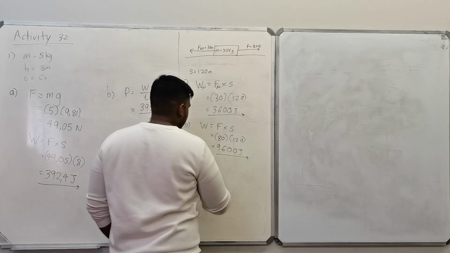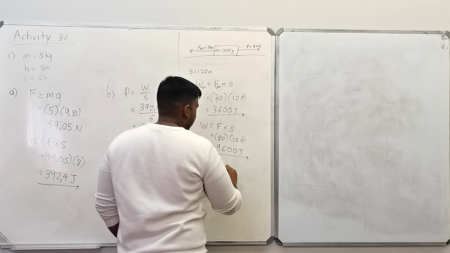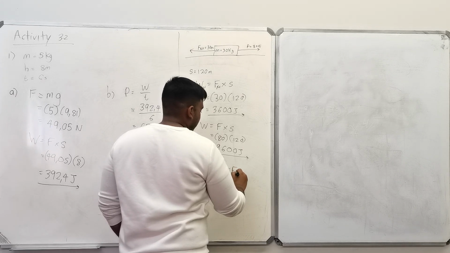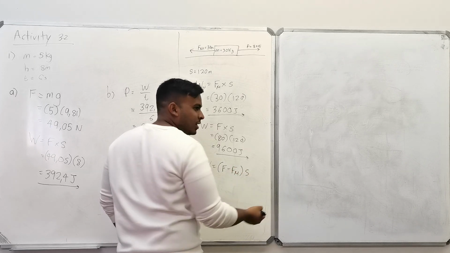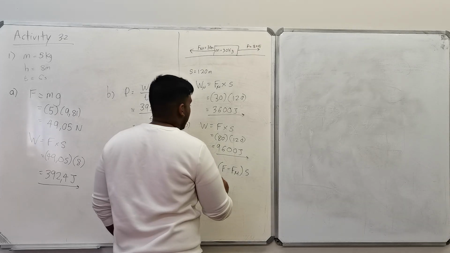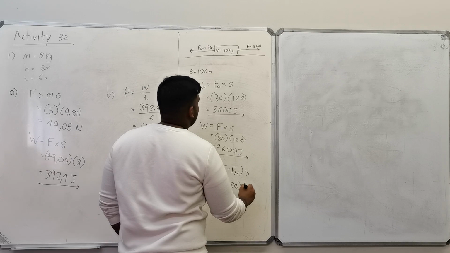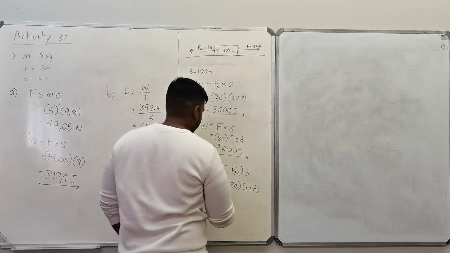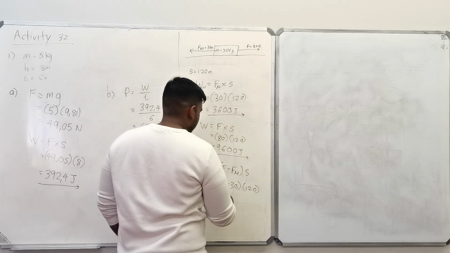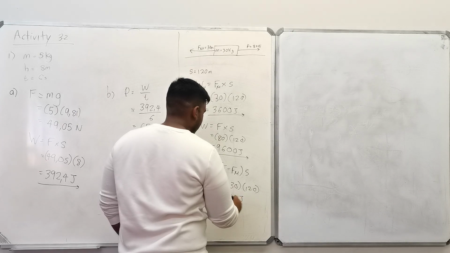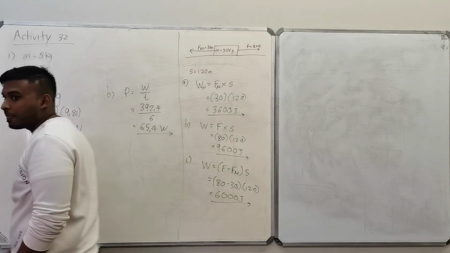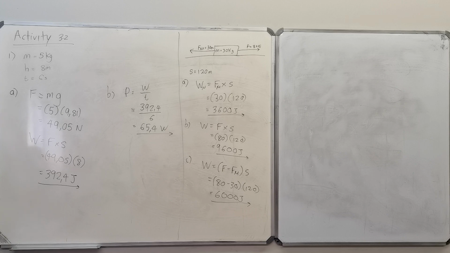So this work will be equal to F minus F mu times distance, right? So this would be 80 minus 30 times 120, which is 6,000. Okay. What do you call it? Smaller than the other thing there? Mu. Mu.